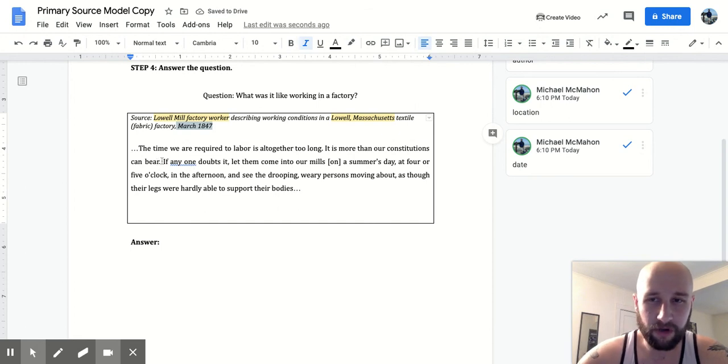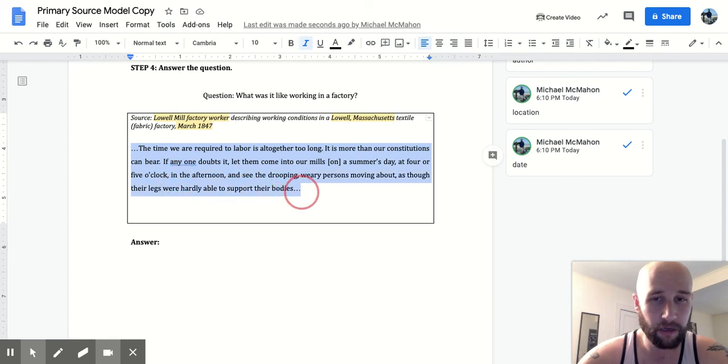So first things first, we got to read it for that second step and find the gist. So the source says, the time we are required to labor is altogether too long. It is more than our constitutions can bear. If anyone doubts it, let them come into our mills on a summer's day at 4 or 5 o'clock in the afternoon and see the drooping, weary persons moving about as though their legs were hardly able to support their bodies.